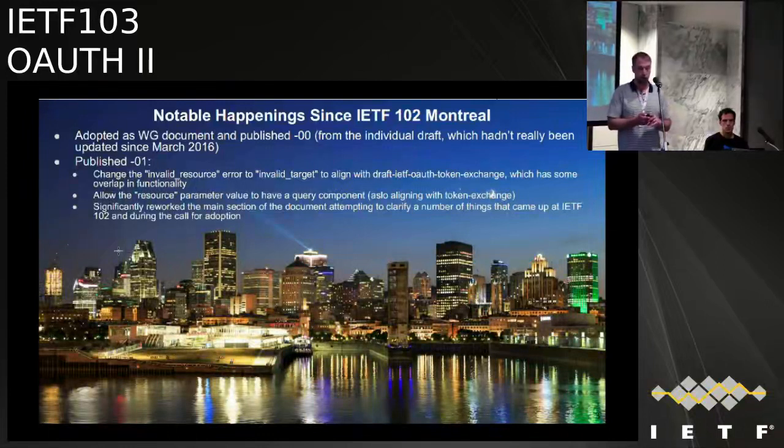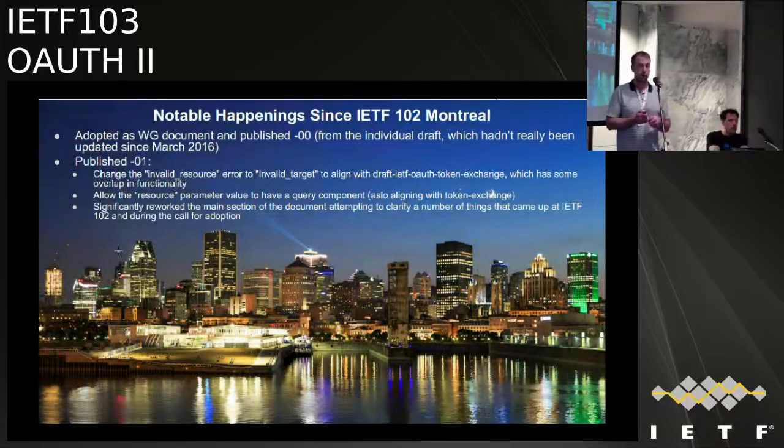So a few months later, I got around to publishing version 1 of it, and there are a few notable changes in there. I changed the error code from invalid resource to invalid target. It means the same thing, but this aligns with the same error code that's already in Token Exchange, which has some conceptually similar functionality in a more limited scope.